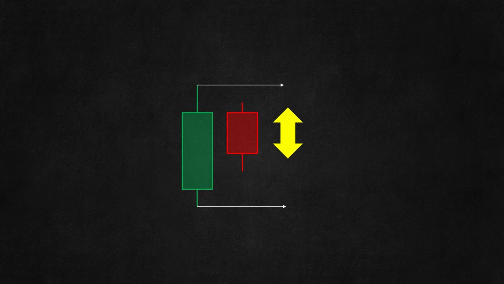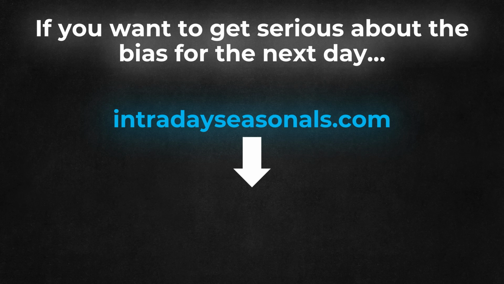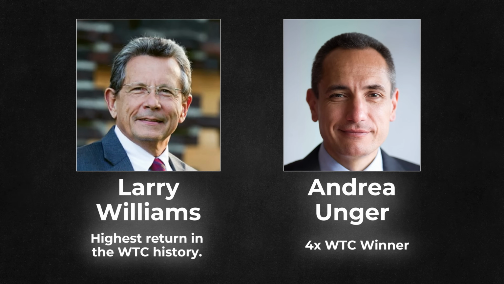If you really want to go deeper into the knowledge of what the bias is for the next day or week, you need to use something like intradayseasonals.com, which is based on an insight Larry Williams had in the 90s. Intradayseasonals.com shows the cumulative sum of intra-week average variances, and that helps to determine bias-based trading strategies. Two famous traders claim to use this website to trade: Larry Williams, like I already mentioned, and Andrea Unger, a trader who won the World Trading Championship 4 times with systematic trading strategies, so obviously this is worth looking into.